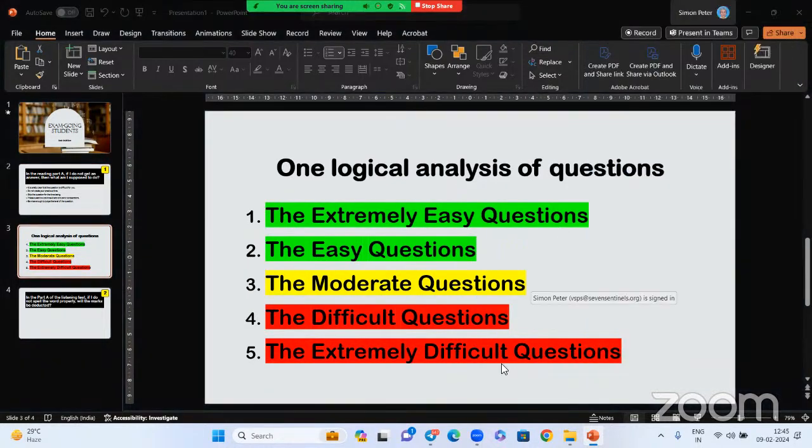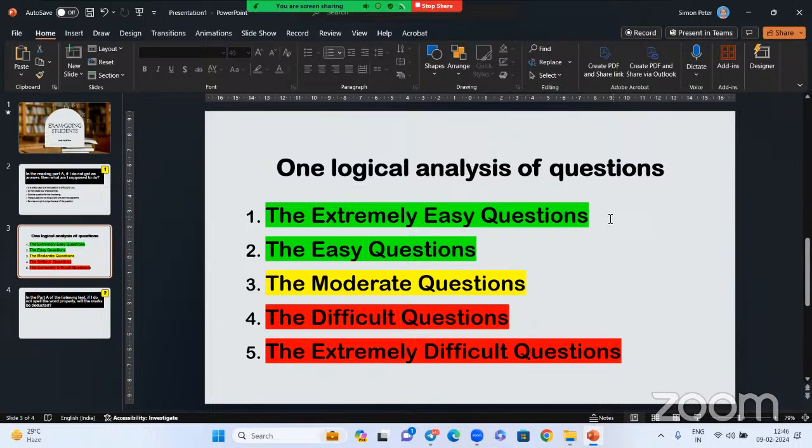If you feel that the question is difficult or extremely difficult, just skip it. Finish off the other questions and come back. No problem. You have 15 minutes. So this question will take 1 second. There are 20 questions.